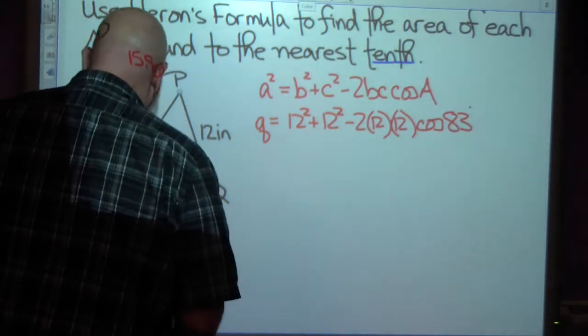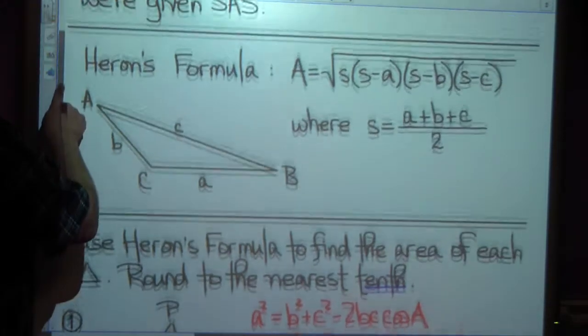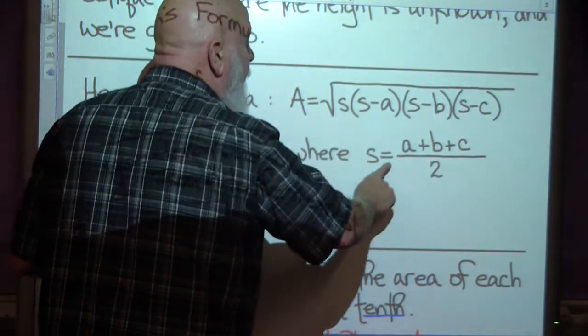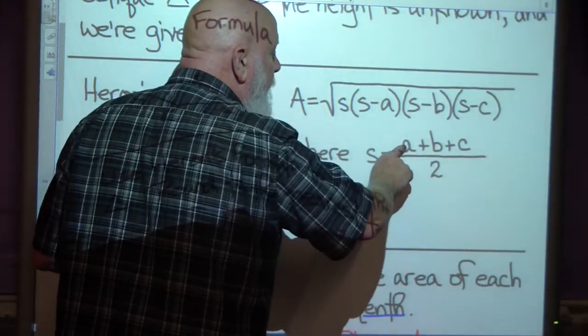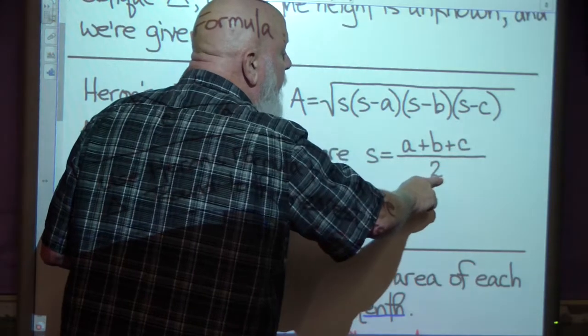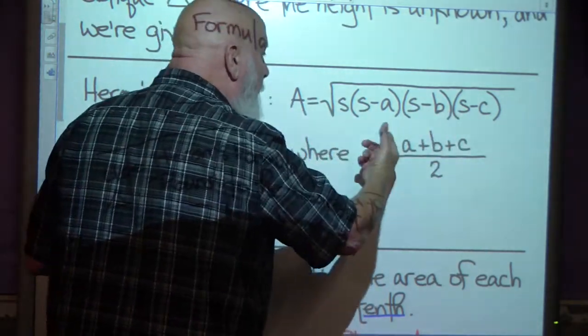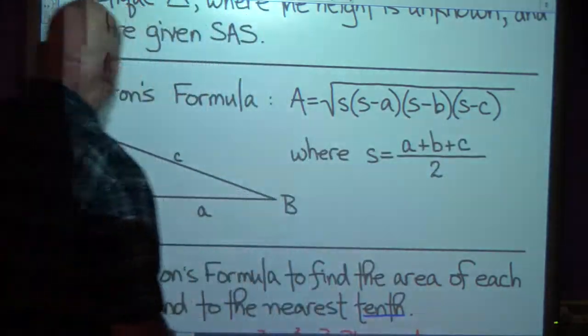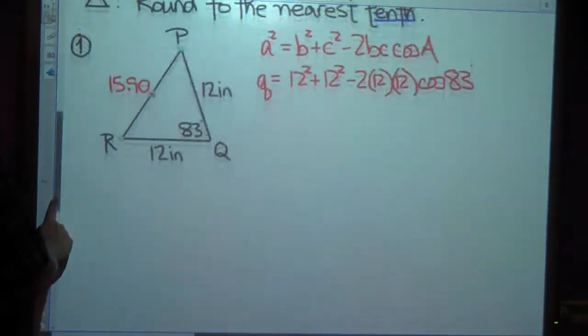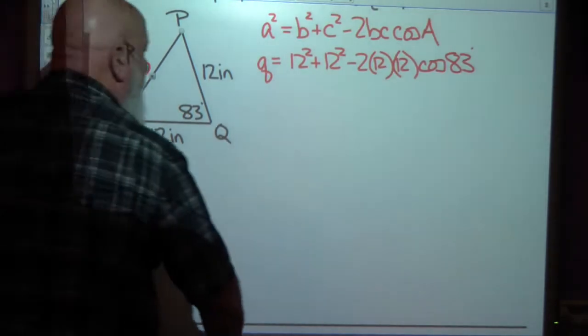Remember, I'm going to use this formula to find my area. I've got to know the half of the perimeter, which is S. So I'm going to add those 3 sides together, divide by 2, then I'll put that here, here, and here. And I'll put the length of the sides here, here, and here. So I'm going to find the perimeter and take half of it.